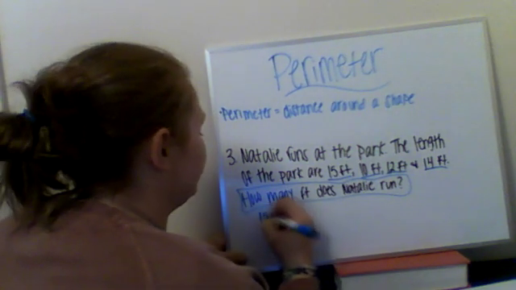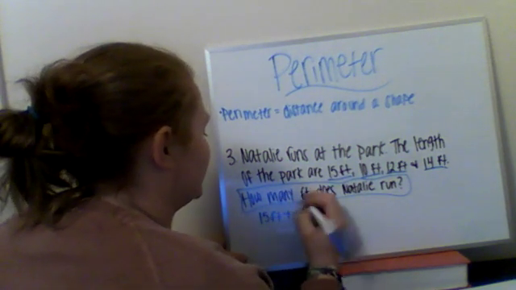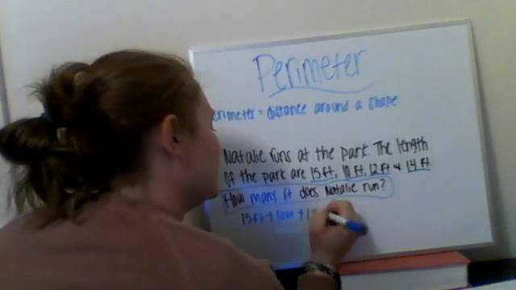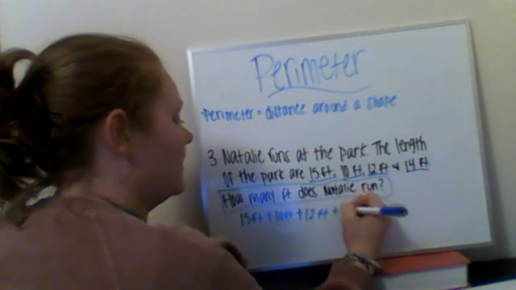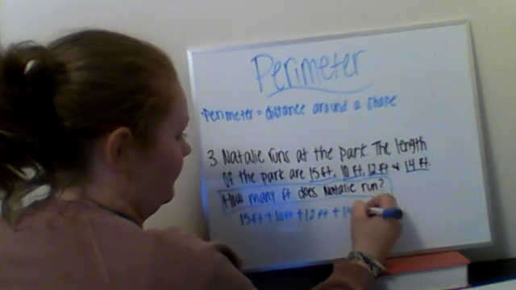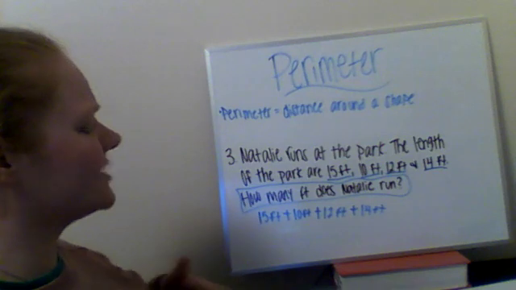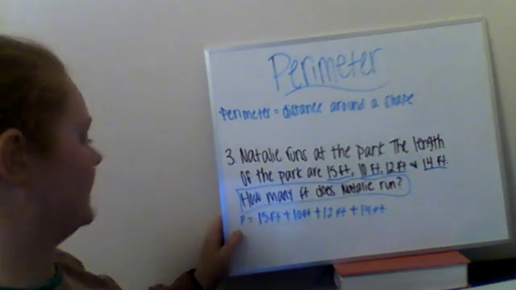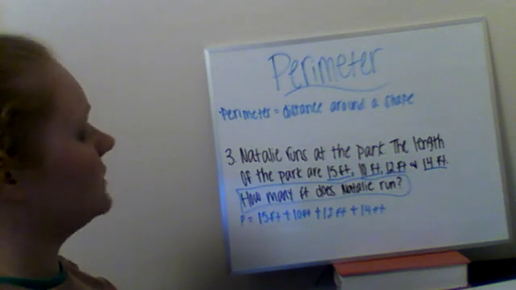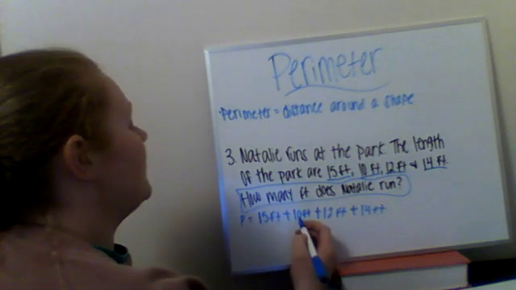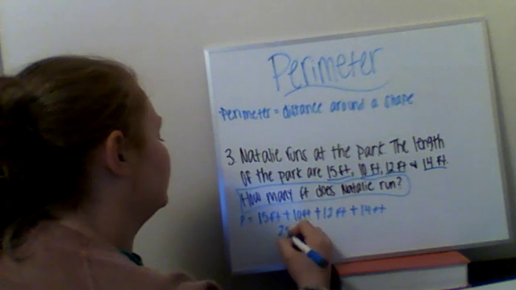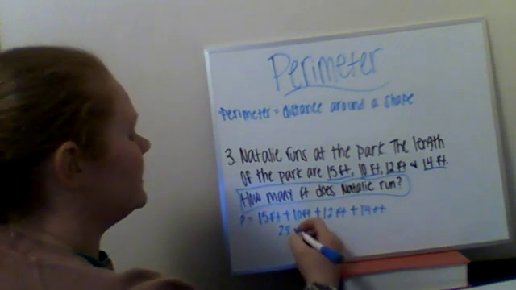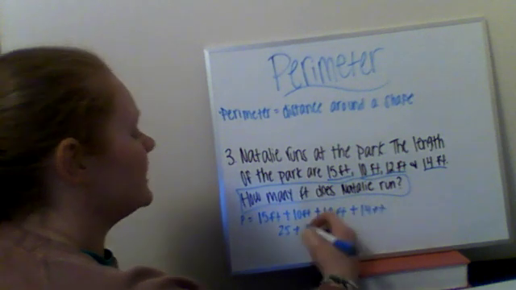So 15 feet plus 10 feet plus 12 feet plus 14 feet. Okay? That's all I'm going to do right here. And I'm going to put perimeter equals out to the side. So P equals. Okay? So if I look right here, 15 plus 10 is 25. Okay? Then if I look at 12 and 14, 12 plus 14 is 26.